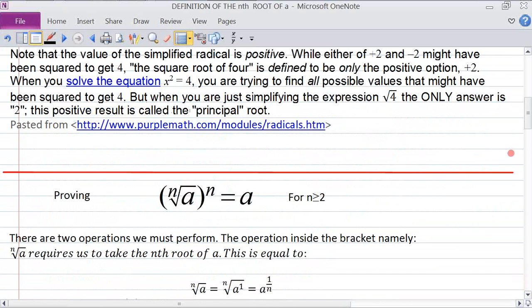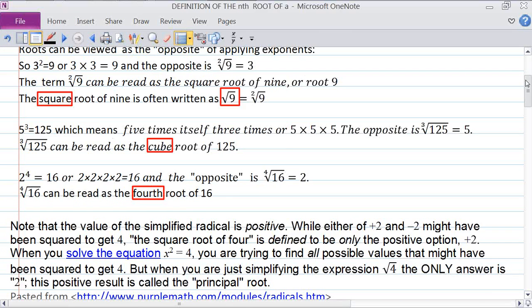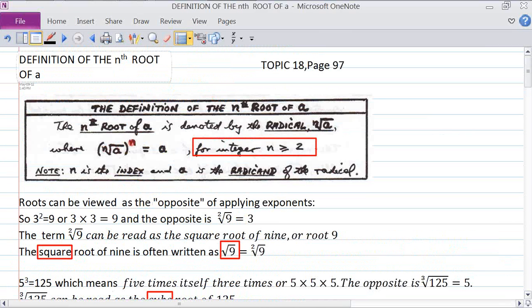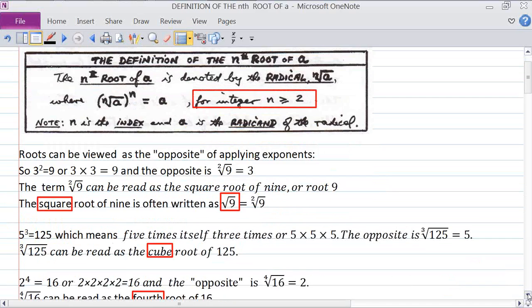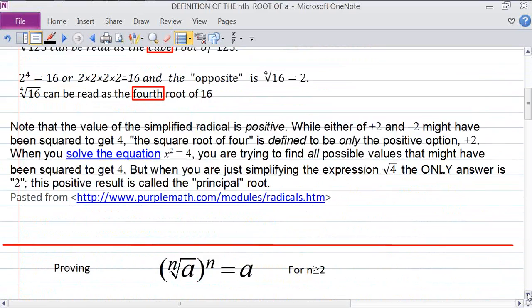Now, if we go back to the top of this page, we're going to look at this expression here. The nth root of a to the power n is equal to a, for integers n greater than or equal to 2. So what does that actually mean? Let's go down and look at what that means.